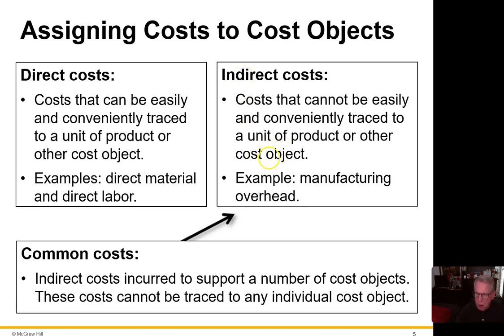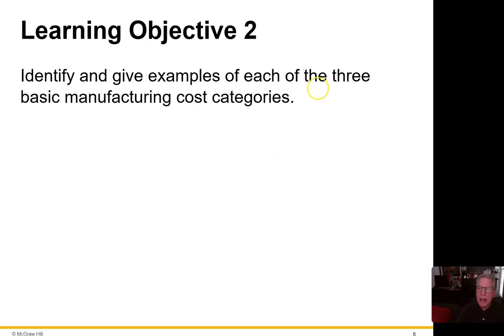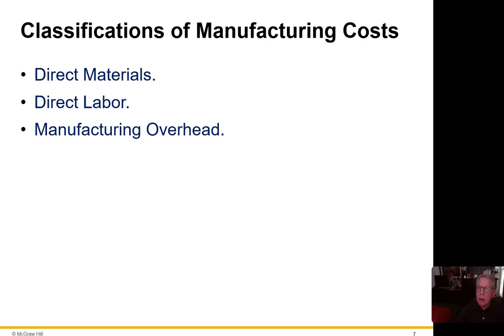And one example would be manufacturing overhead. So, what are these common costs? Indirect costs incurred to support a number of cost objects. These costs cannot be traced to any individual cost object. So let's look at this in a little more depth. We're going to identify here and give examples of each of the three basic manufacturing cost categories. And here they are. 1, direct materials. 2, direct labor. And 3, manufacturing overhead. Those are our basic product costs in a manufacturing company.